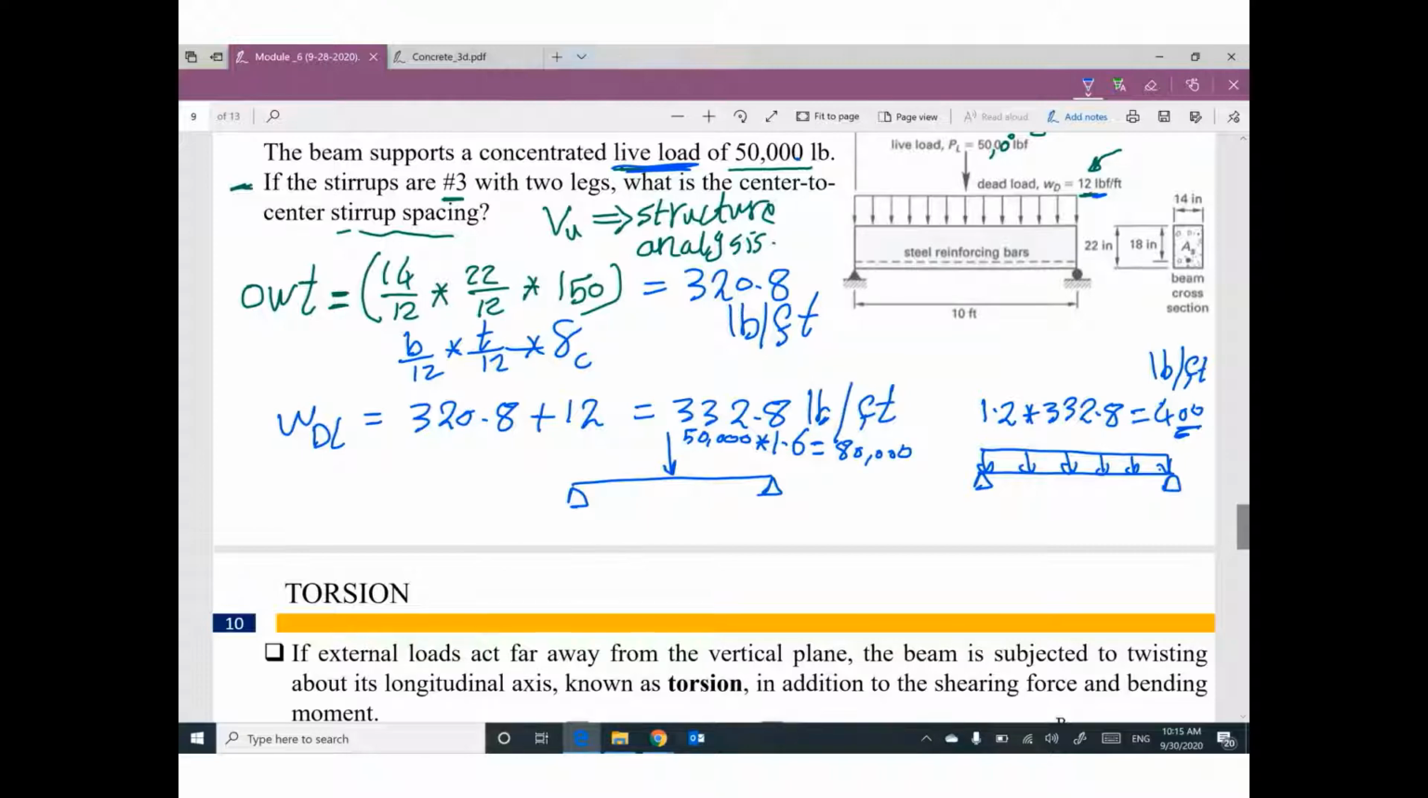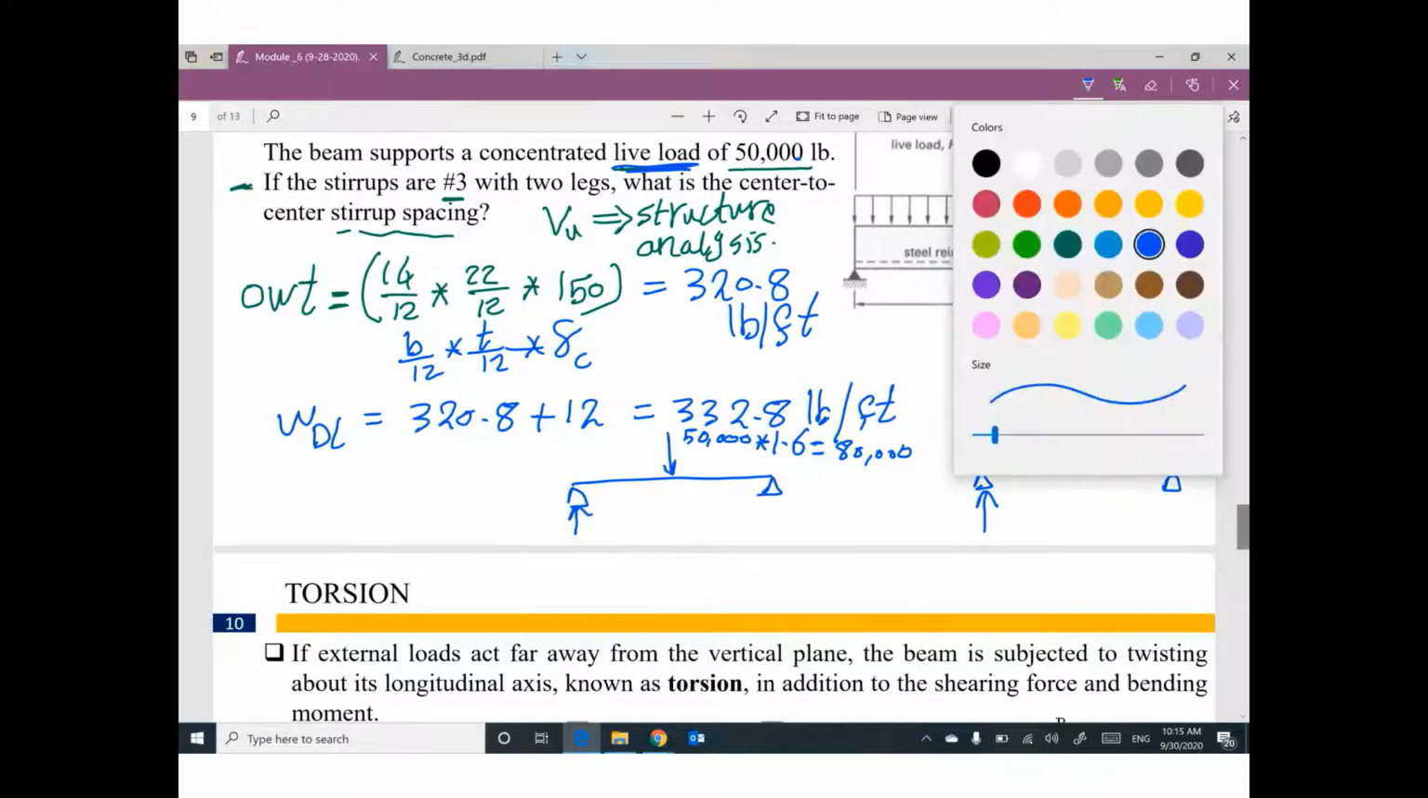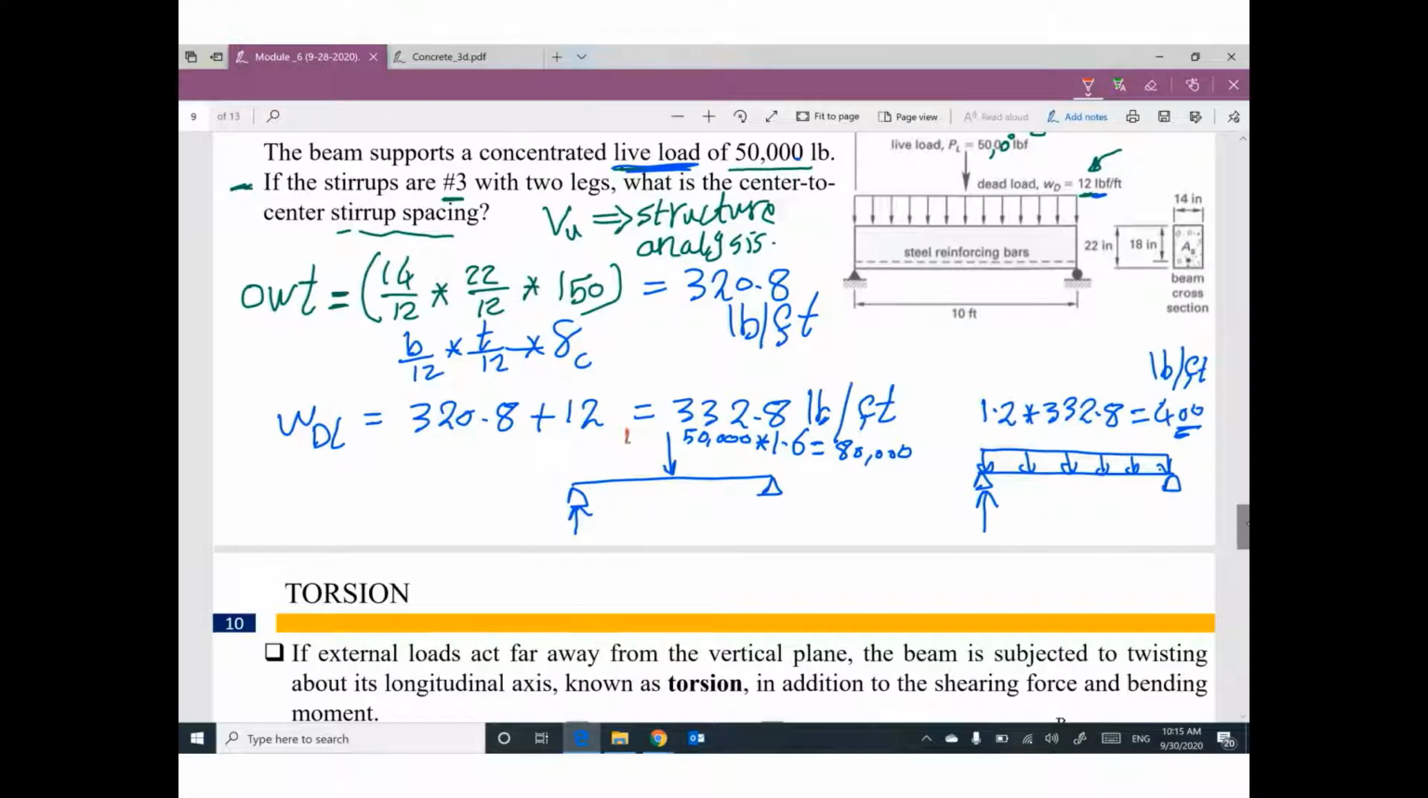What is the reaction here? Your reaction in this live load case will be 40,000 pounds. Do you agree? Yeah, we have a beam with a concentrated load at the midspan. That means half of this load will be on this side and the other half will be on the other side. If you make an equivalent for this distributed load, it will be 400 times 10, which is 4,000. So half of them will be on this side, and the other half will be on the other side.